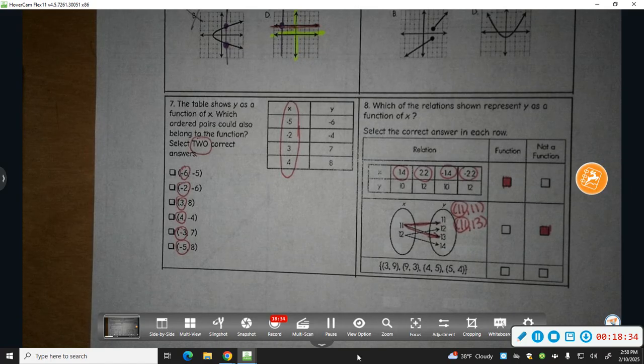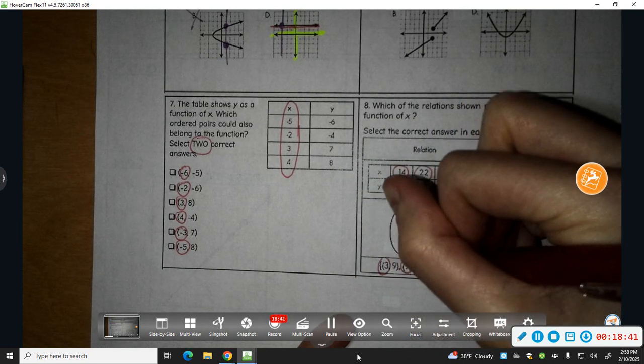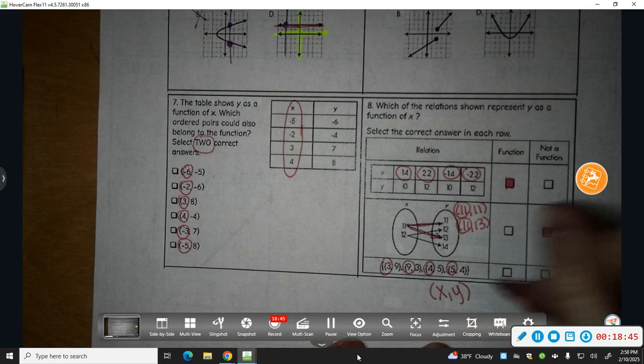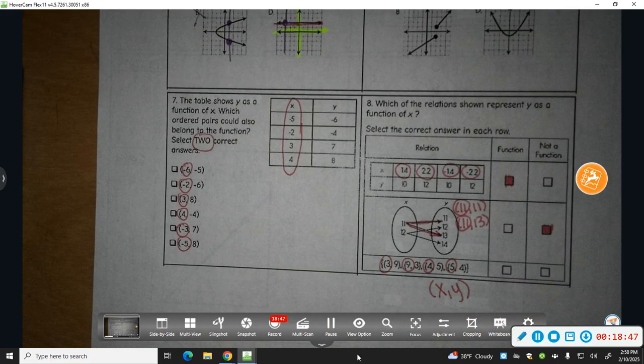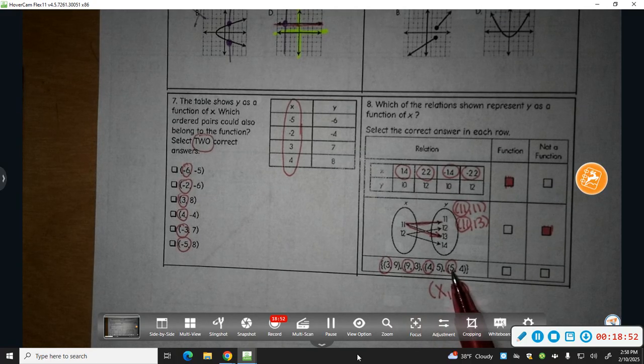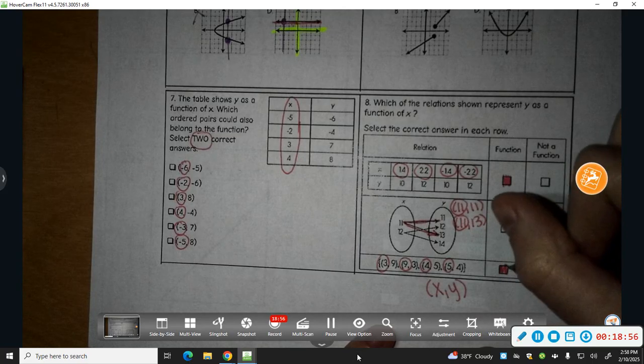Then on the last one, it gives me ordered pairs. Again, I only care about my x value, so I'm going to look at all of my x values. That's the number that comes first in an ordered pair. Remember, ordered pairs are always x, y. I'm going to check to see if any of those repeated. So I have 3, 9, 4, and 5. None of those are the same number, so none of them repeated. I know that that means it is a function.